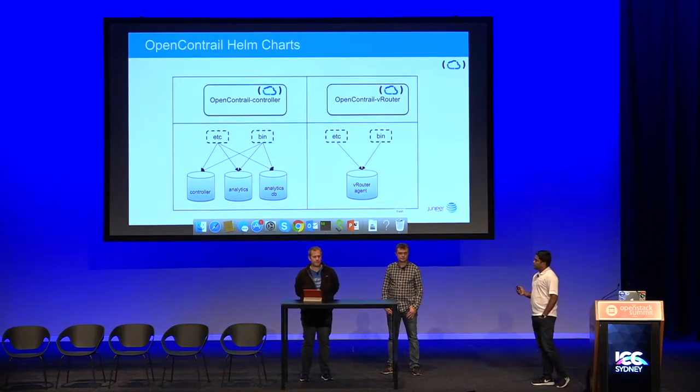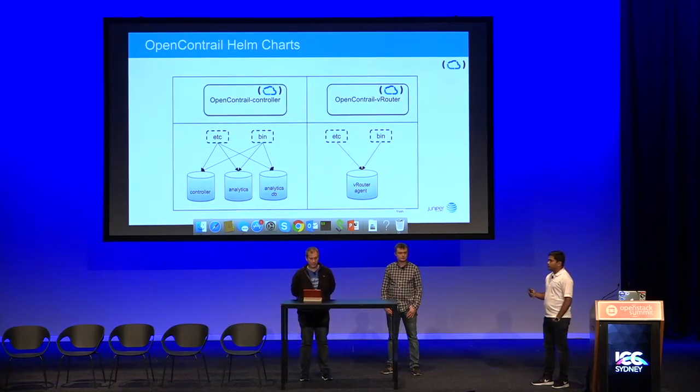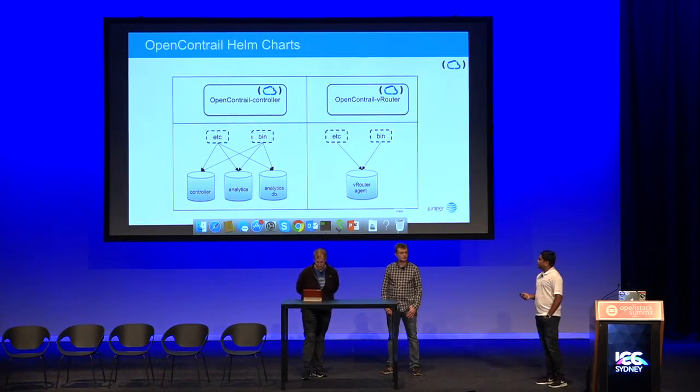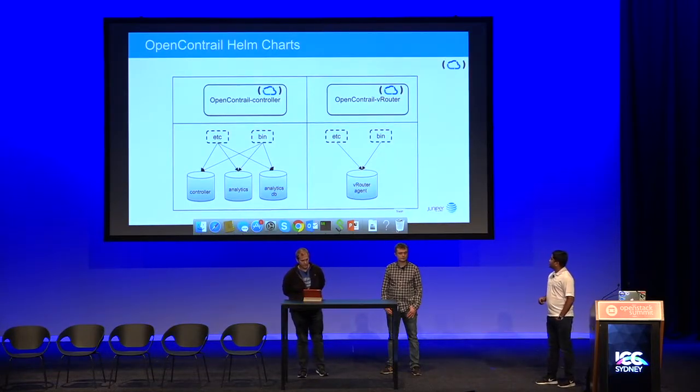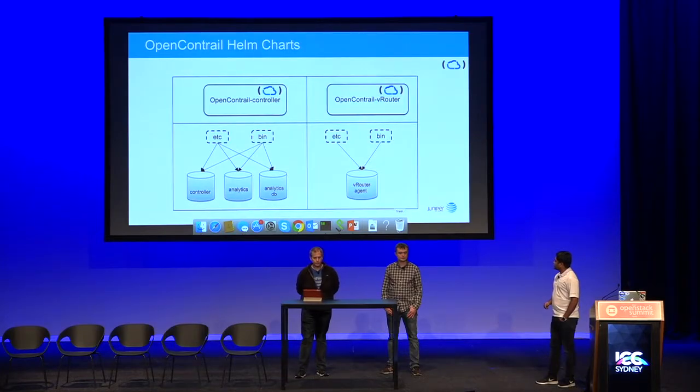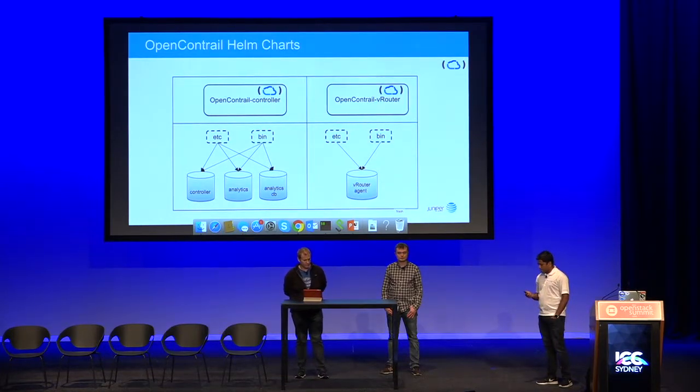So what we have done is we have created 2 charts. One is the OpenControl controller chart, and another is the OpenControl vRouter chart. As we said, each has 2 config maps, etc and bin. The OpenControl controller chart will install the controller pod, analytics pod, and analytics DB pod, whereas the vRouter chart will install the vRouter agent container.